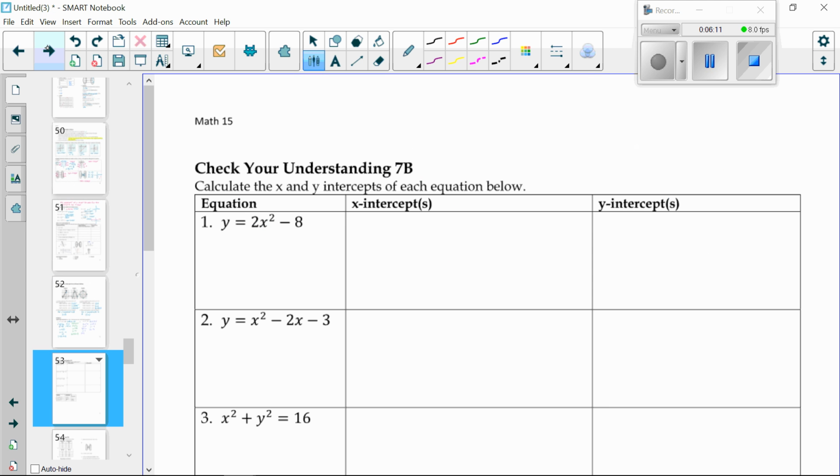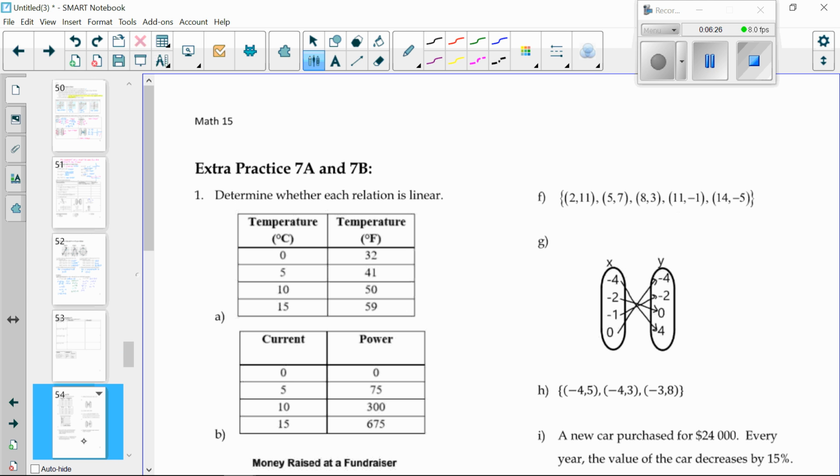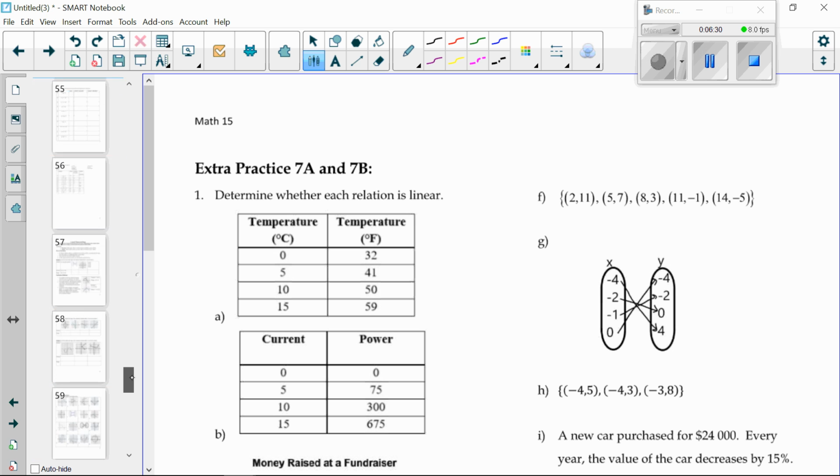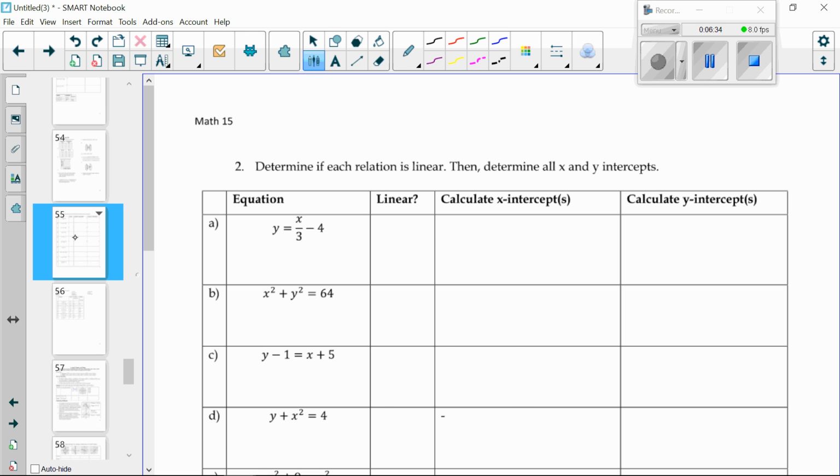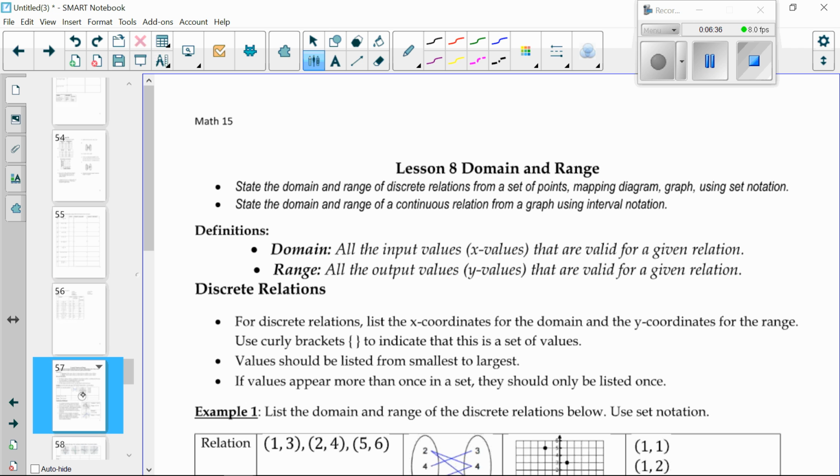Okay, I believe that is it for that question. Let me just double check. Yeah, okay. So you're going to work on the check your understanding of 7b and extra practice 7a, 7b. And what do we have here? Yeah, this is good. Okay, and then I'm going to start on lesson 8, which is domain and range.